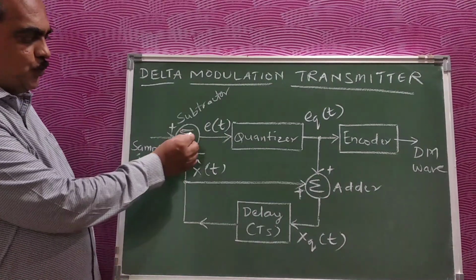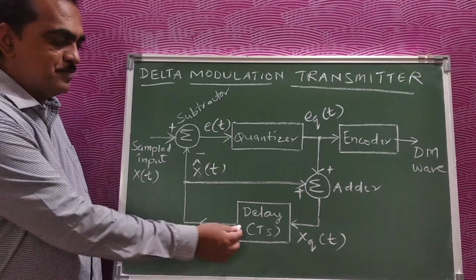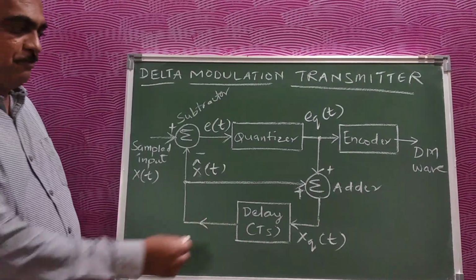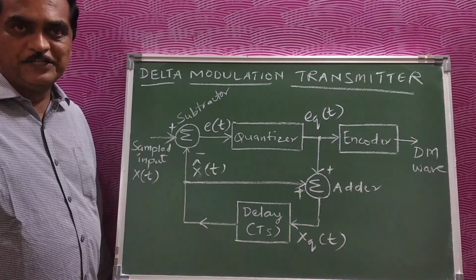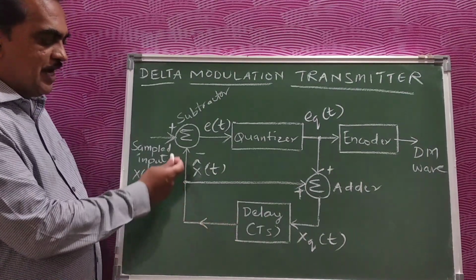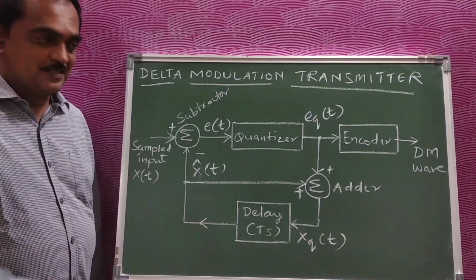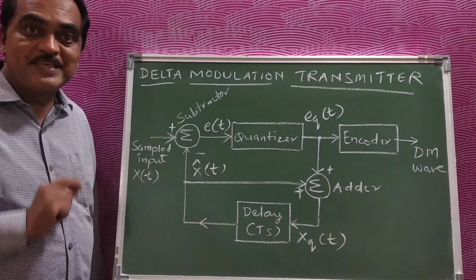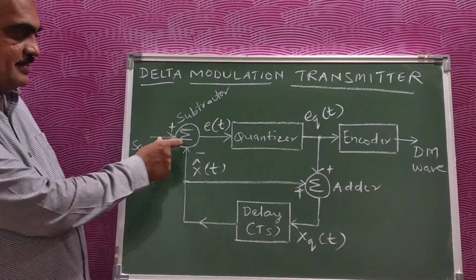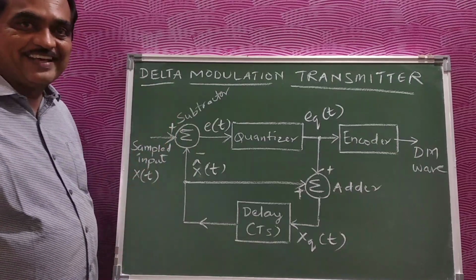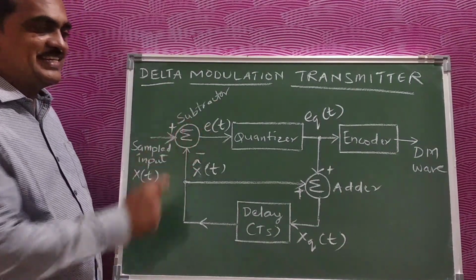The other input to this subtractor or comparator is from the delay filter over here. This filter can also be called a prediction filter. It gives the other input, the previous sample. Both inputs are compared here, and the difference is taken as an error, which is called e(t).